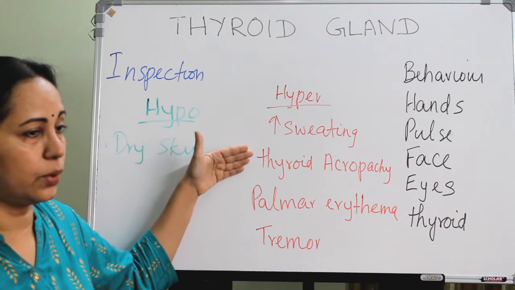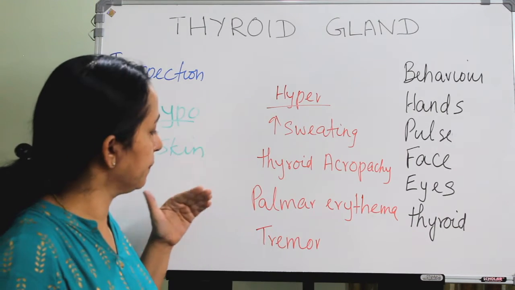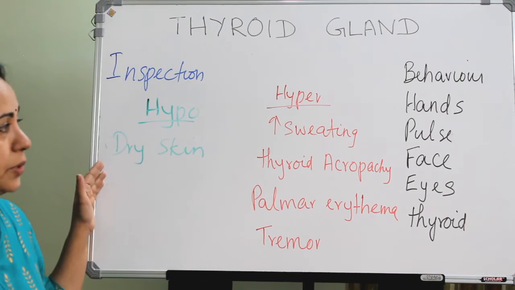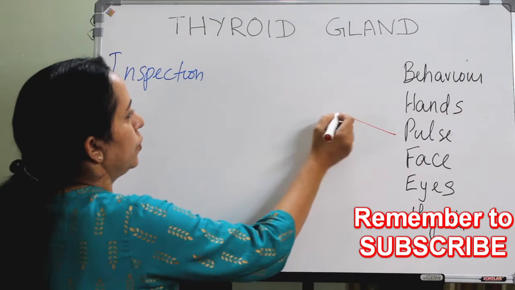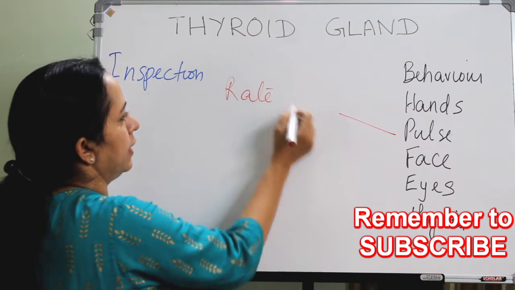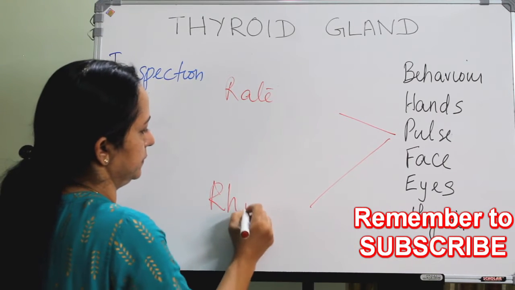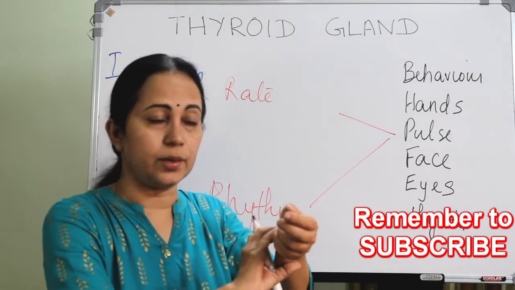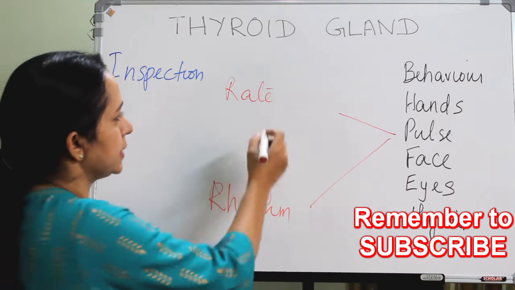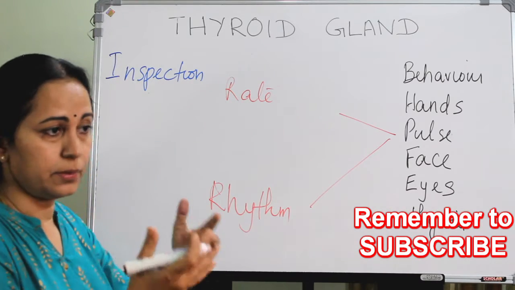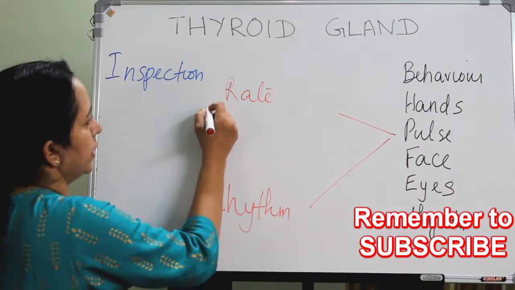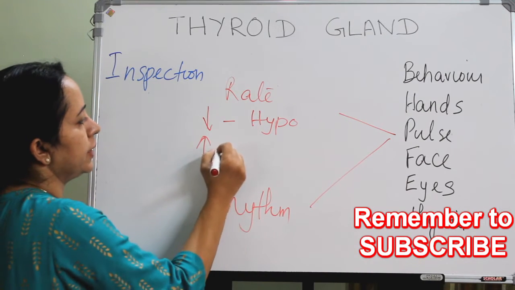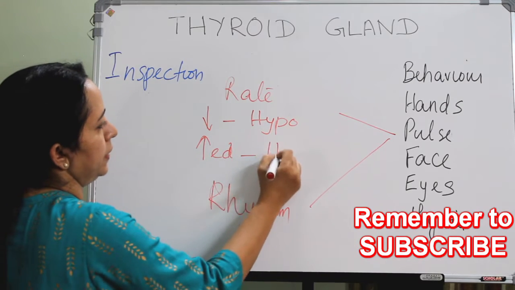So increased sweating, thyroid acropathy, palmar erythema and tremor will be seen in hyperthyroidism, whereas dry skin is characteristic of hypothyroidism. And in pulse, look for rate and rhythm. Feel the pulse and look for rate and rhythm. The rate in hypothyroidism will be reduced, bradycardia in case of hypothyroidism, and increased rate on the other side, that is hyperthyroidism.